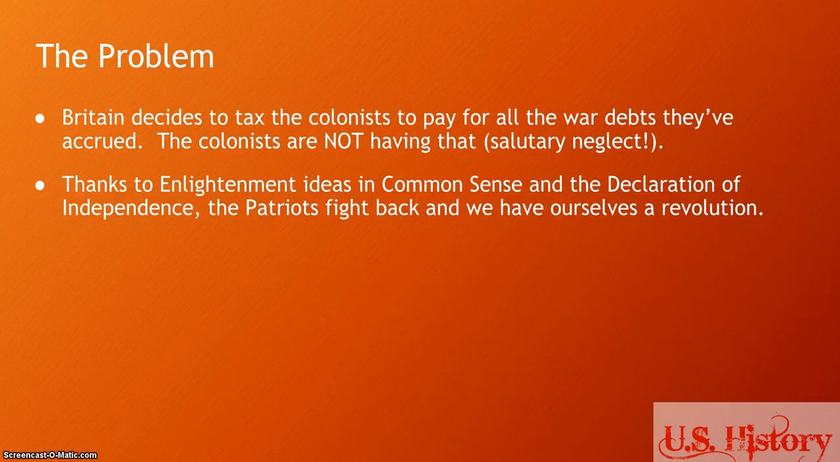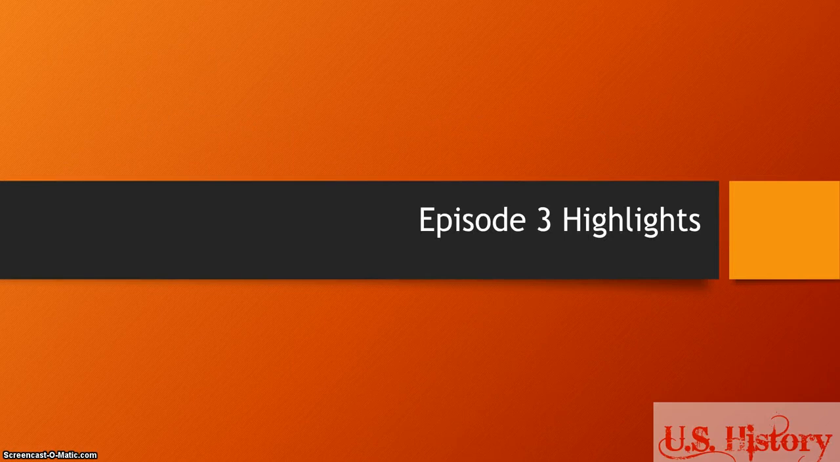Especially when you couple it with our second bullet point here. We have these Enlightenment ideas. Now, I'm not going to go through the Enlightenment because you remember all of that stuff from world history. But those Enlightenment ideas, coupled with salutary neglect, are going to start to stoke the fires of revolution and these ideas of independence. The Patriots are not pleased with having to give up their money, and they're going to be willing to fight for it. So, what are some of these highlights in this chapter of the American Revolution?